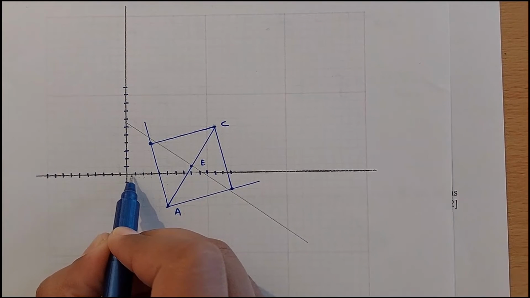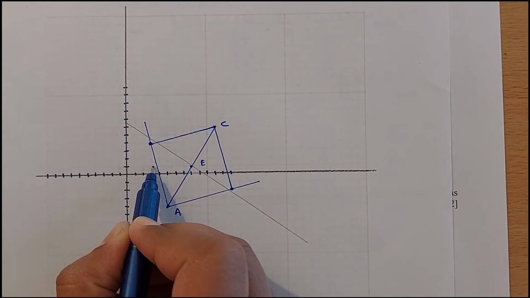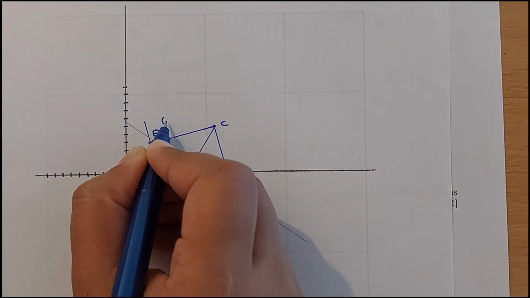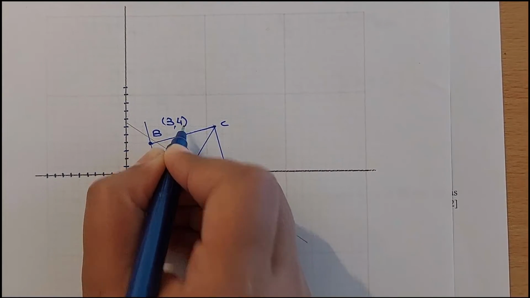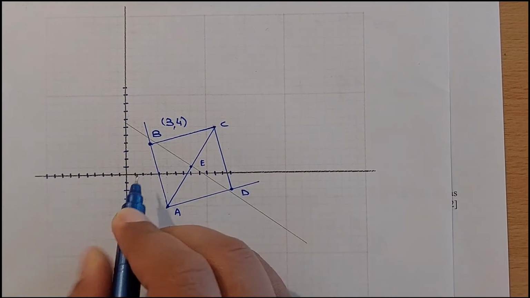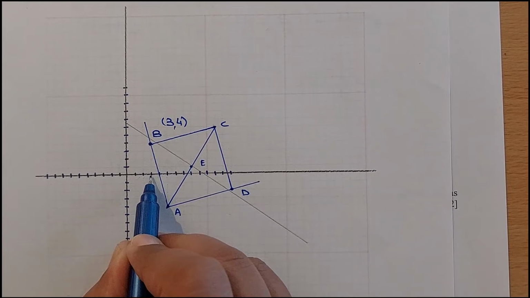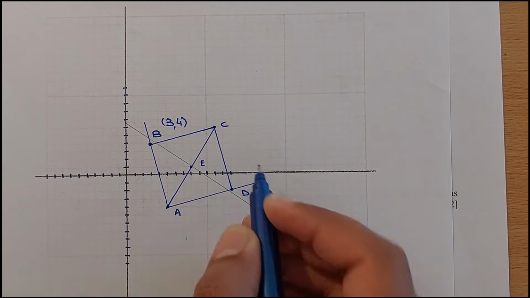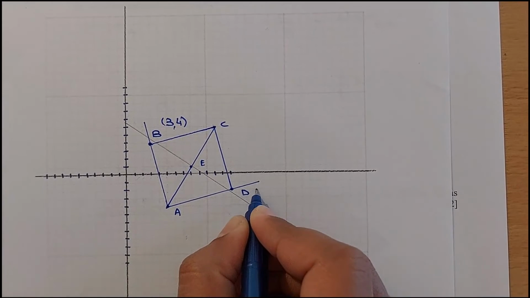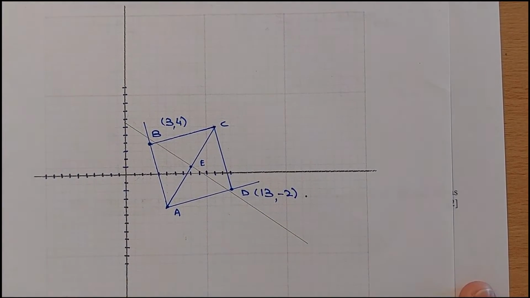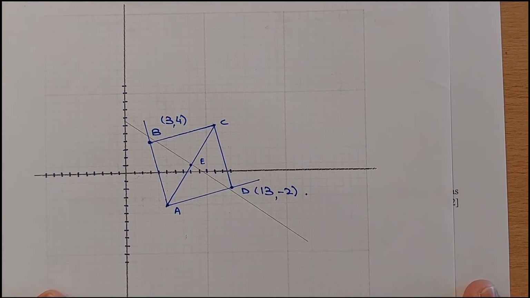So for this point, x is 1, 2, 3 and y is 1, 2, 3, 4. So this is B. Its coordinates are 3, 4. Right. And D is here, the x coordinate is 1, 2, 3, 4, 5, 6, 7, 8, 9, 10, 11, 12, 13 and y is minus 2. 13, minus 2 are the D coordinates, right? So now we have the B and D vectors.